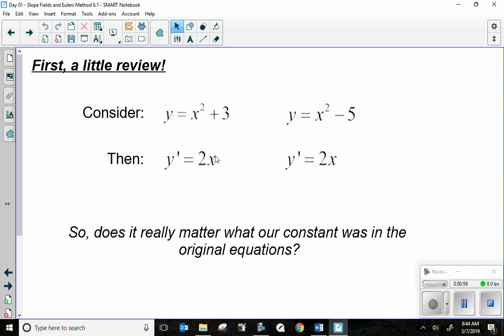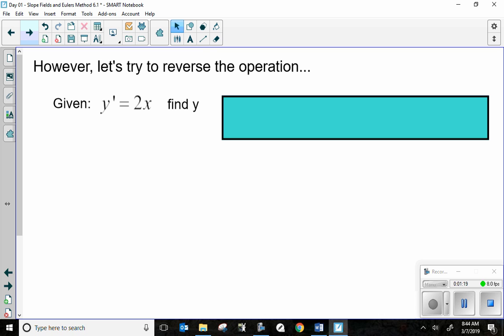So does it really matter what our constant was in the original equation? Because ultimately, when we take the derivative, we end up with the same thing. It ends up being 2x, all right? However, we have this thing called integration, where we do the reverse operation. So now they want us to find y.